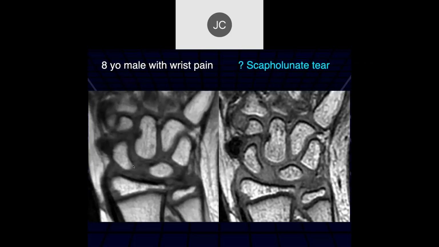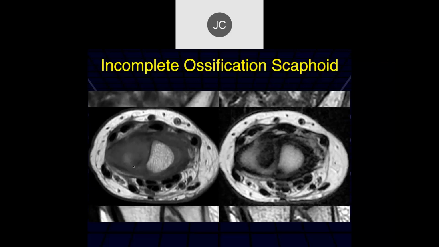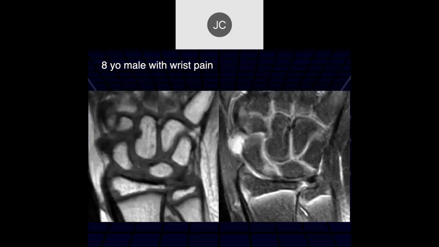Here's a gradient echo sequence. Loss of that normal bone signal. Here are the axial images. It's an 8-year-old, and he's not yet ossified the proximal scaphoid. So just be careful. This is a normal finding in an 8-year-old.